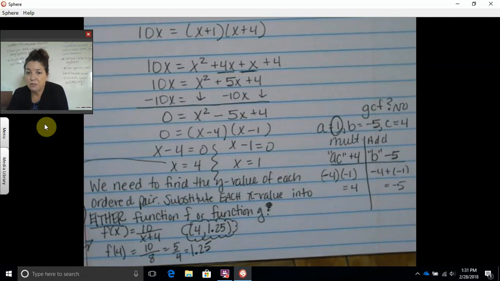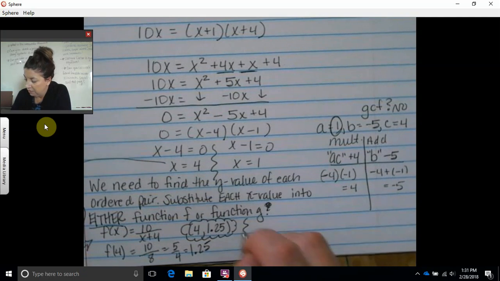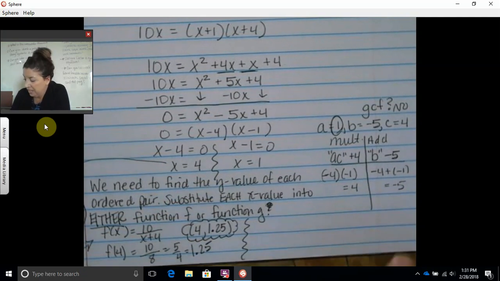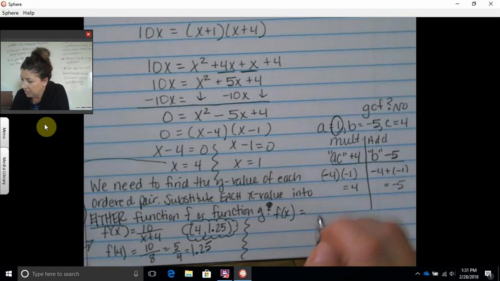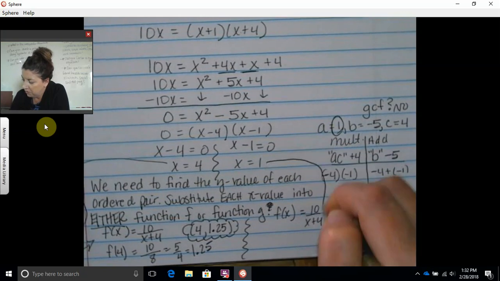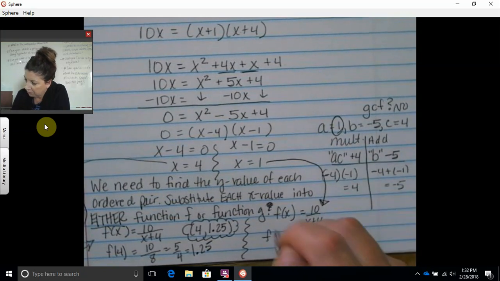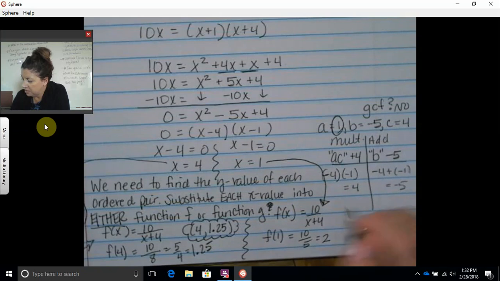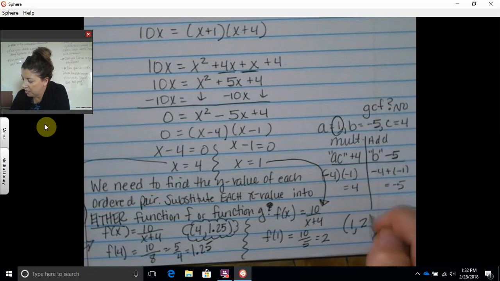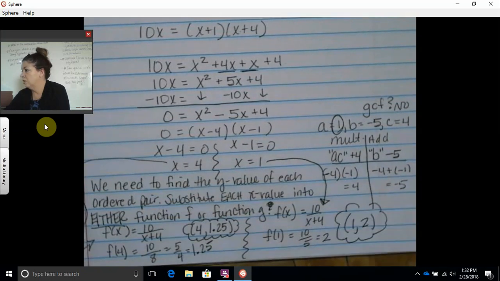But I had another value for x, so this function is going to intersect twice. I have to do the same thing for the other one, and I'll just use function f again. Like I said, it doesn't matter. Give myself a little more room. And function f is f of x equals 10 divided by the quantity of x plus 4. This time I'm substituting in 1. So 1 plus 4 is 5, and that reduces to 2. So that ordered pair says when x is 1, y is 2. So I have 2 ordered pairs here.